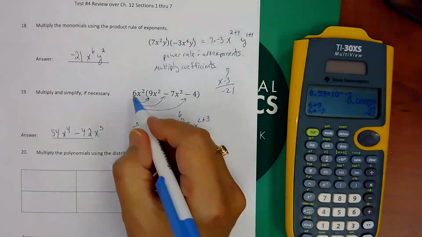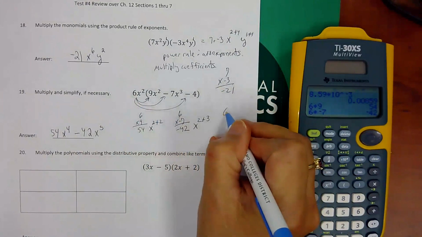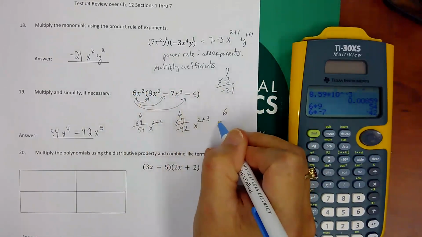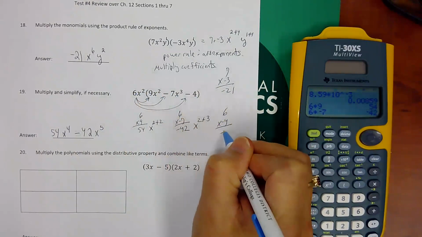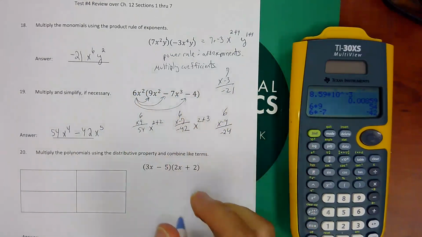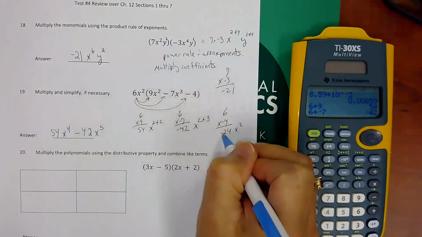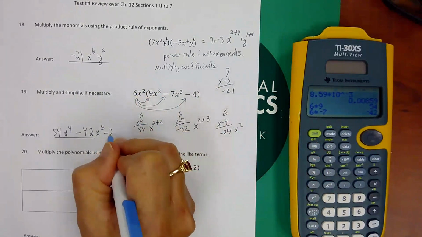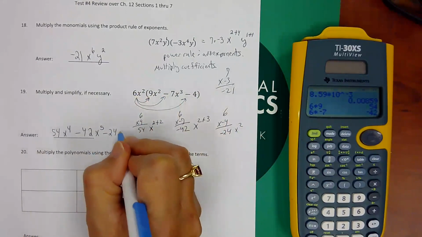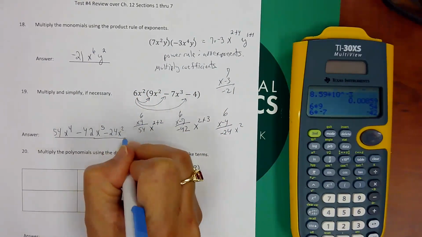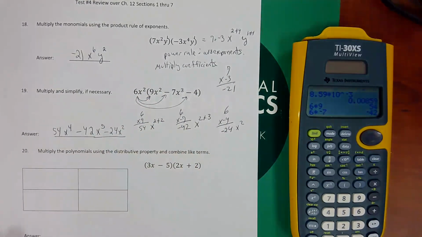Okay, then you have one more distributive property. So now you're doing 6 times -4, which is -24. And then it is with respect to x squared. We have -24x squared. Okay.